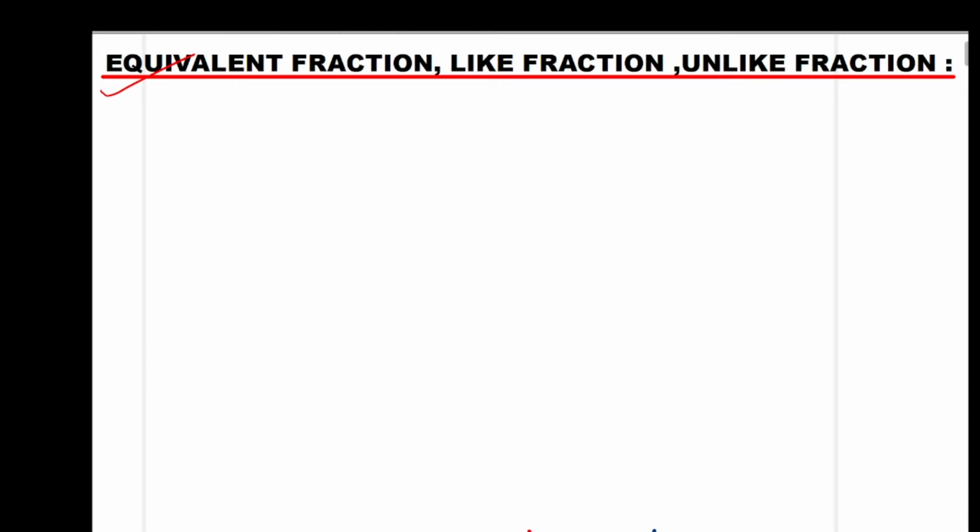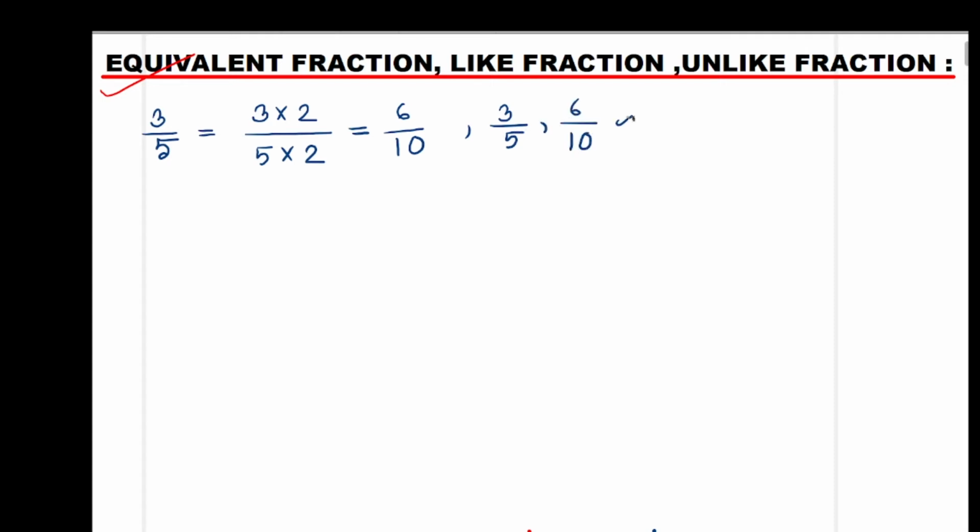Suppose 3 by 5. Equivalent fraction is what? When we multiply the same number with both numerator and denominator, then we get the equivalent fraction, 6 by 10. So 3 by 5 and 6 by 10 are equivalent fractions.